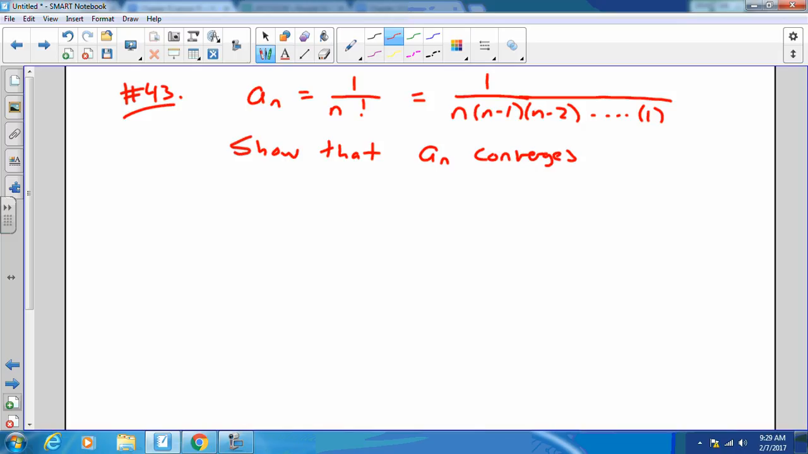Okay? Now, if we're going to use the sandwich theorem, we have to find some sequence that is a lower bound for 1 over n factorial that goes to 0 when n goes to infinity. We strongly suspect this is going to go to 0, right? And we also have to find an upper bound, some sequence that is bigger than 1 over n factorial that also goes to 0.